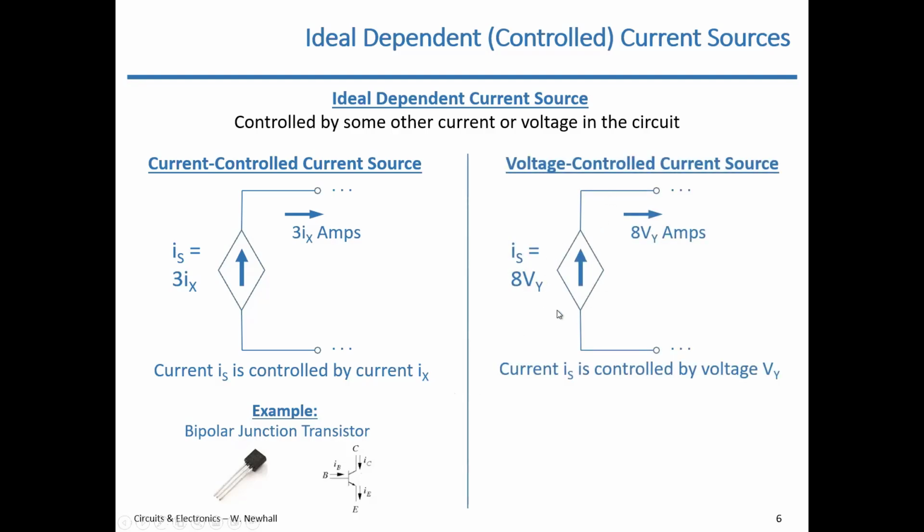This is the symbol. Again, it's a controlled current source, and I have a voltage doing the controlling. So this is a voltage-controlled current source. Voltage Vy is some voltage somewhere else in the circuit, and Vy is controlling Is. So if Vy changes, then Is changes. So current Is is controlled by voltage Vy.